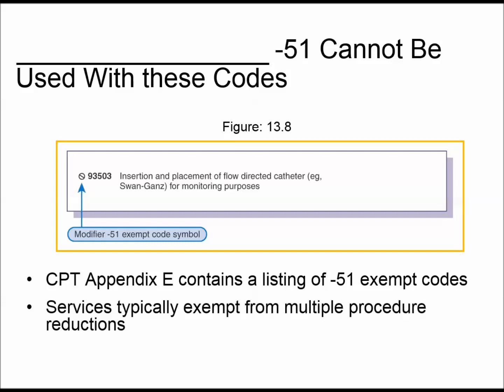A circle with a line means that modifier 51 cannot be used with these codes. In your example there, as you can see, there is a circle with a line, and it is 93503, insertion and placement of flow directed catheter, for example, Swan Ganz for monitoring purposes. That says don't use a modifier 51 with this exempt code.